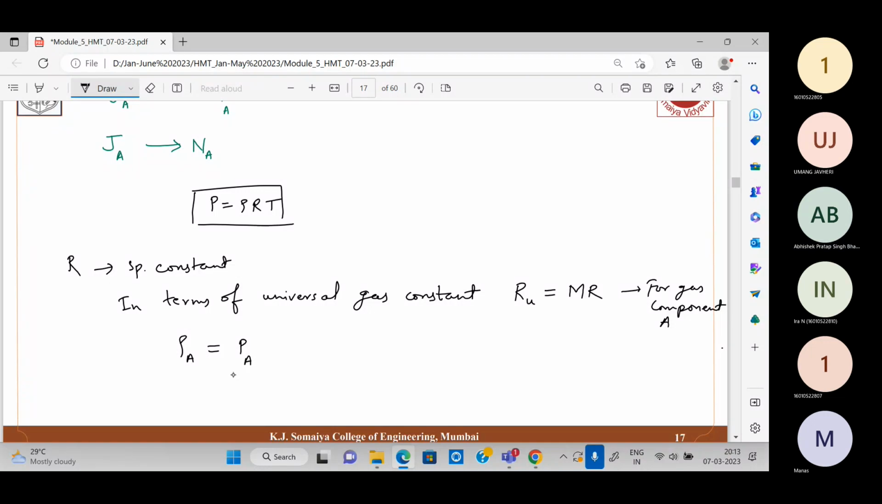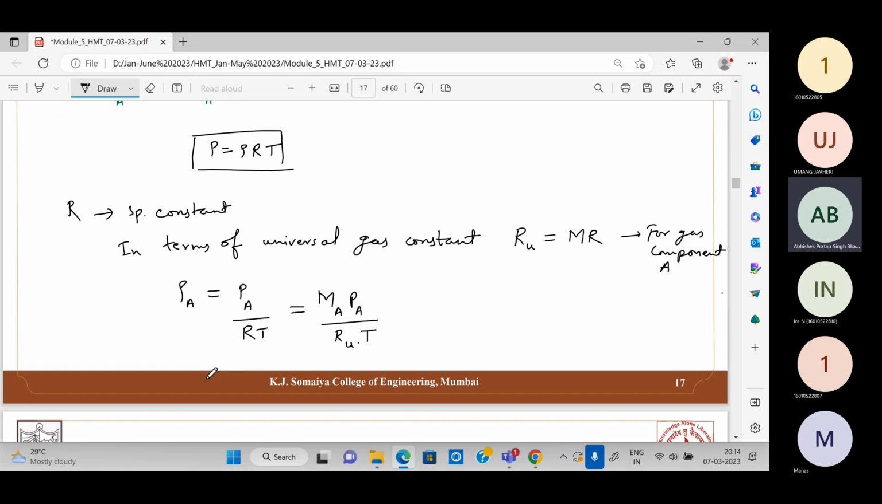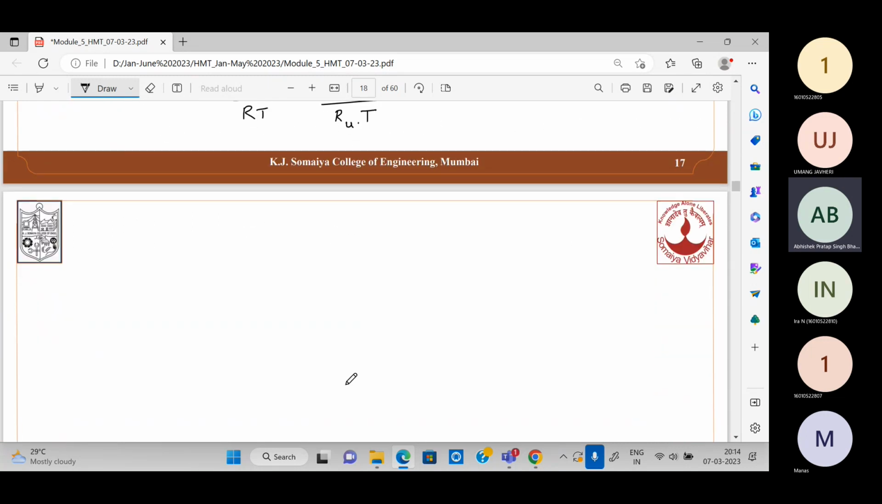So this rho A can be written as Pa by RT, and that is nothing but Ma Ca by Ru into T. So the density rho A represents the mass concentration of species A.